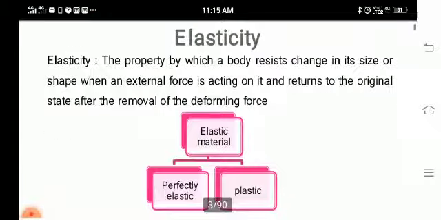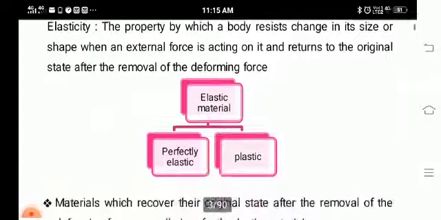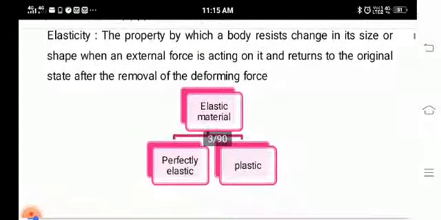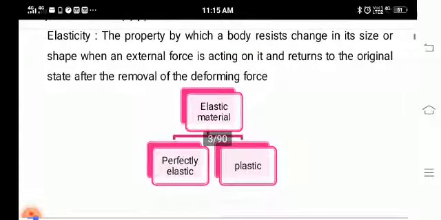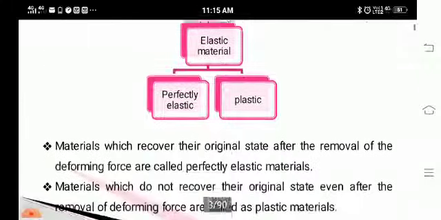For that, we'll see what is elasticity. Elasticity is the property by which a body resists change in its size or shape when an external force is acting on it and returns to its original state after the removal of the deforming force. So, elasticity can be subdivided into perfectly elastic and plastic.